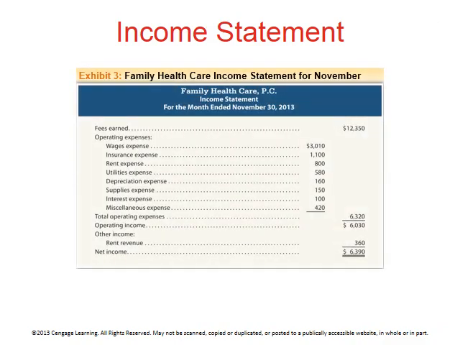So our income statement, you see at the top, fees earned, which is our revenue, $12,350. We add up all of our operating expenses, and we get total operating expenses of $6,320. We get operating income of $6,030. And then we have a new section, other income: rent revenue of $360.